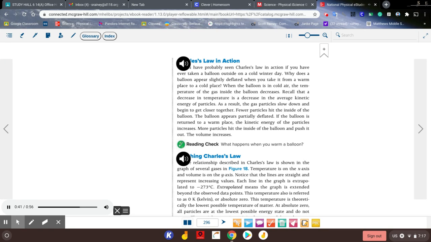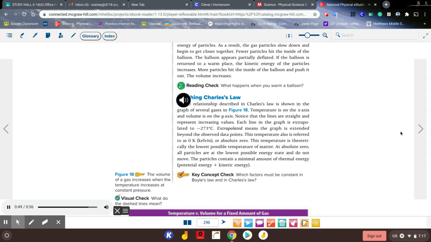If the balloon is returned to a warm place, the kinetic energy of the particles increases. More particles hit the inside of the balloon and push it out. The volume increases. Reading check. Graphing Charles's law. The relationship described in Charles's law is shown in the graph of several gases in Figure 18. Temperature is on the x-axis and volume is on the y-axis. Notice that the lines are straight and represent increasing values.